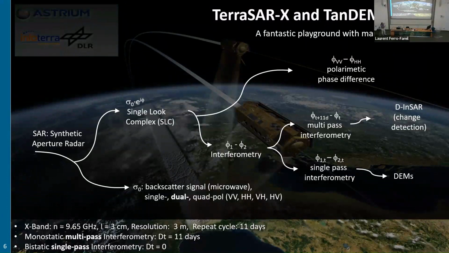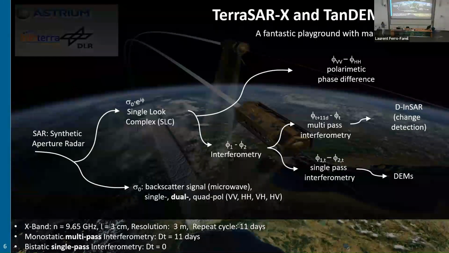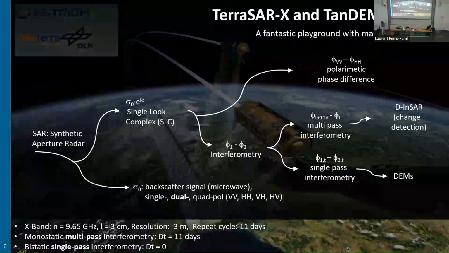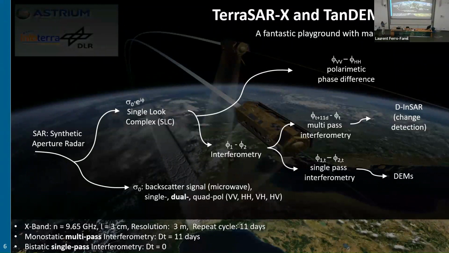So if you are interested in digital elevation models, then you can also take these. This is just so that you know it's in single pole. Then, on the other side, you can also use the complex data. We're transmitting and receiving from two satellites, and it's always 11 days later. Then you can also do multi-pass interferometry.